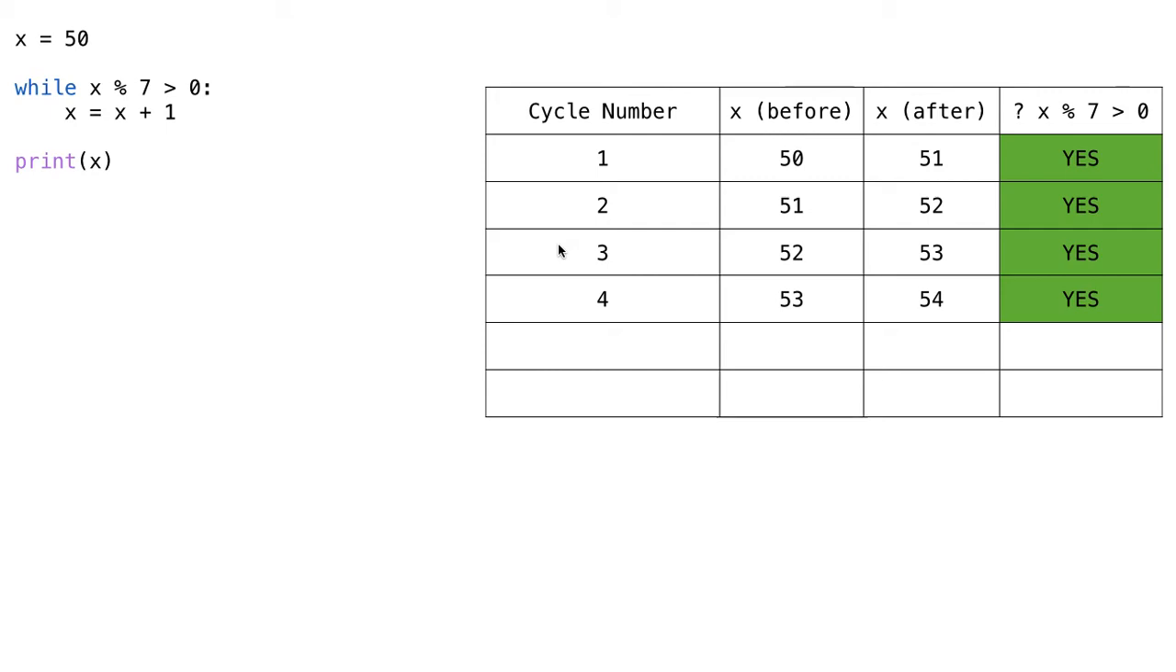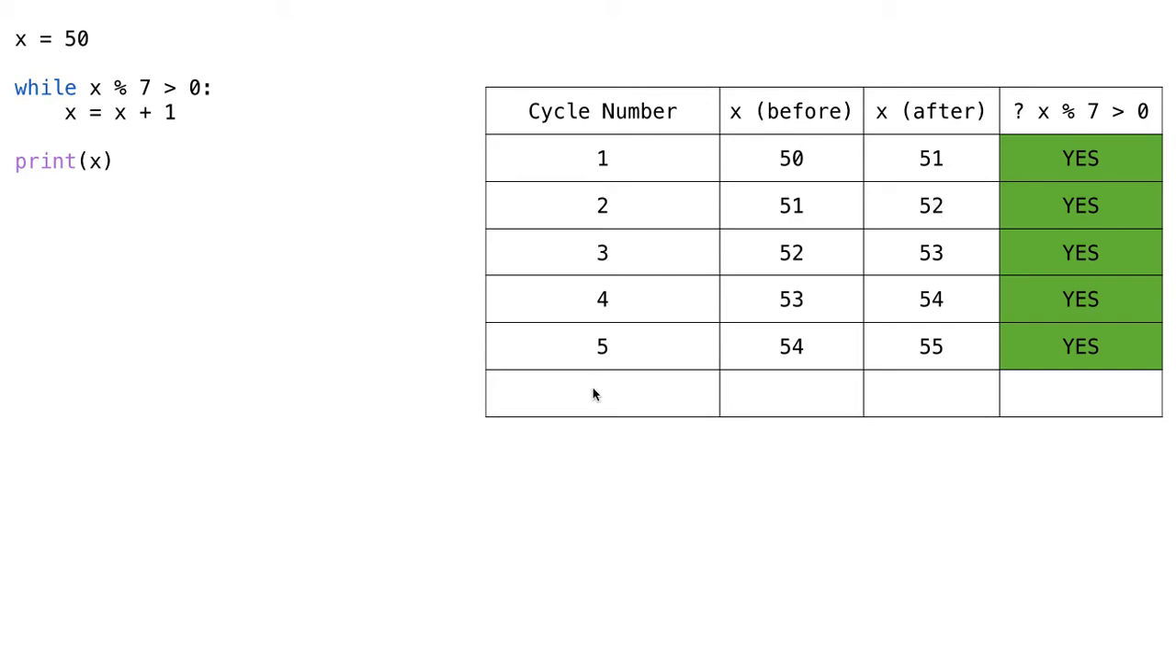So now we go to cycle number 5. Again, we simply carry over the value that we had at the end of the previous cycle, and we add 1 to x to get 55. And again, we check this condition, 55 modulo 7, is that greater than 0? 55 modulo 7 will give us a result of 6. 6 is greater than 0. The condition is met, so the loop continues onward.